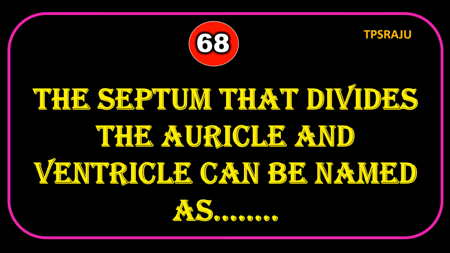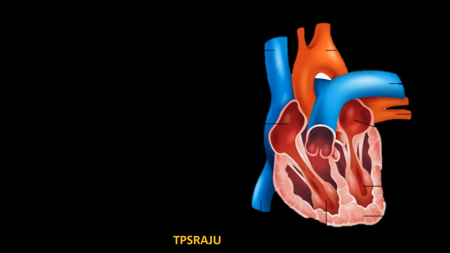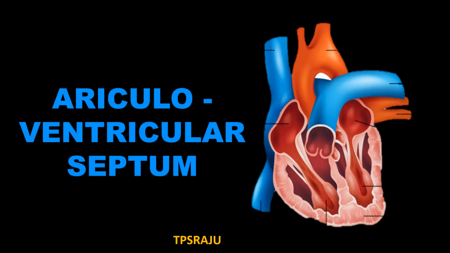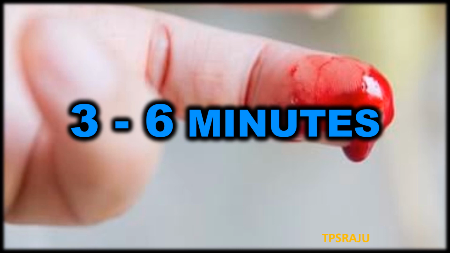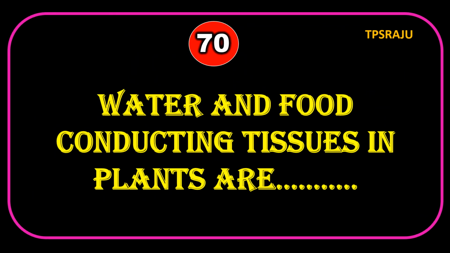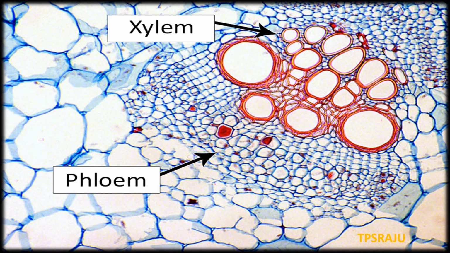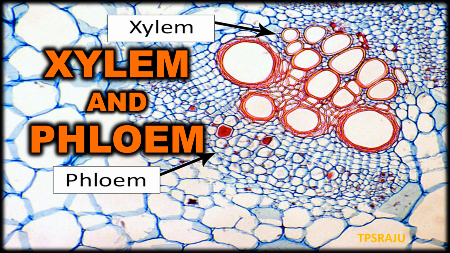The septum that divides the auricle and ventricle can be named as auriculoventricular septum. Where there is an injury, blood clots in how many minutes? Three to six minutes. Water and food conducting tissues in plants are: water conducting tissue is xylem, food conducting tissue is phloem.